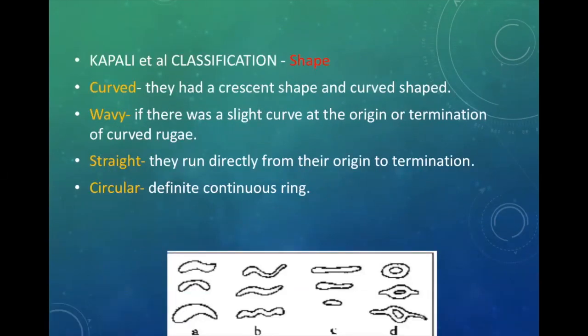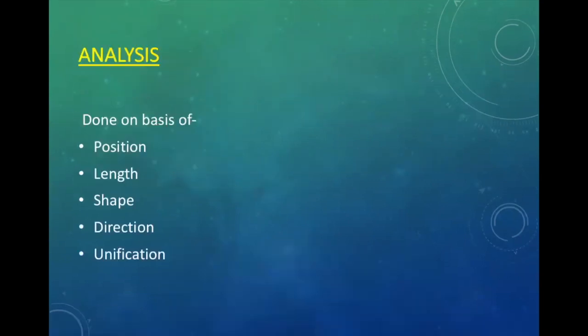Kapali et al. classification is based on shape. It can be curved, wavy, straight, or circular. Curved rugae have a crescent shape and curved shape. Wavy, if there is a slight curve at the origin or termination of curved rugae. Straight, they run directly from their origin to termination. And circular, there is a definite continuous ring seen. So analysis is done on the basis of position, length, shape, direction, and unification.